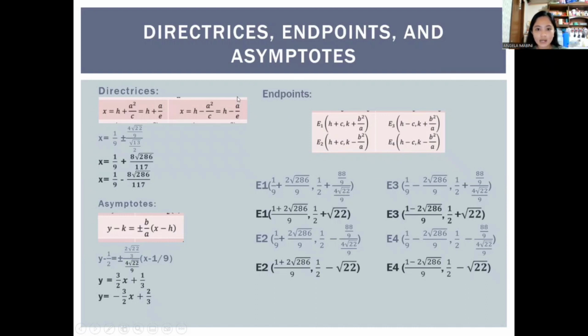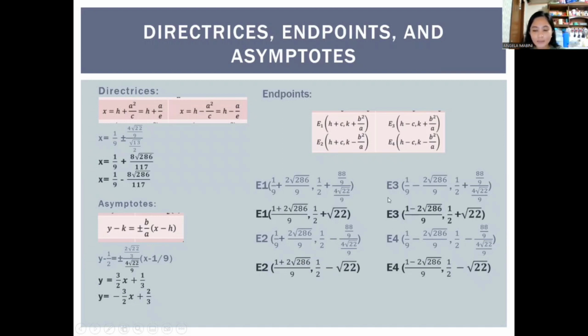So, ang next naman nating hahanapin is yung mga endpoints. And ito yung representation niya or yung equation or yung points according sa table. So, substitute lang natin yung value ni h, ni k, value ni c, value ni b, and value ni a. So, yung unang endpoints is 1 plus 2 square root of 286 all over 9, comma 1 half plus square root of 22. Yung pangalawang endpoints natin is 1 plus 2 square root of 286 over 9, comma 1 half minus square root of 22.